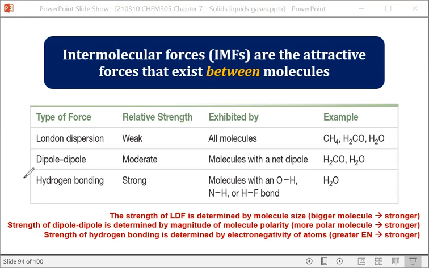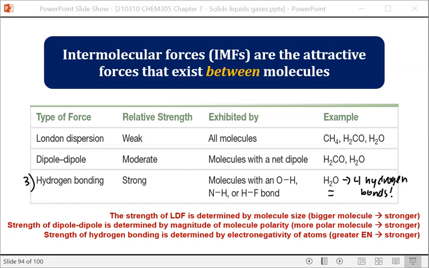Our third IMF and strongest is hydrogen bonding. And so for something to hydrogen bond, it needs to have an oxygen to hydrogen bond, or a nitrogen to hydrogen bond, or a fluorine to hydrogen bond. And the example we went over was water. It can make 4 hydrogen bonds. And it's these hydrogen bonds that give water its unique properties.